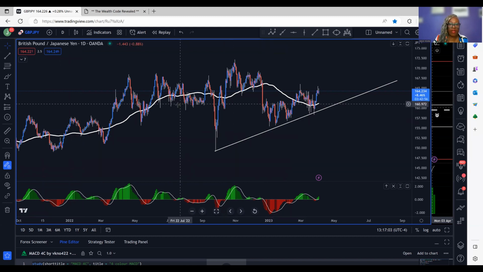Now, this area right in here, we had a lot of rejection in this area, a lot of rejection in this area here. And so I will be looking for price to break this area right here, right? To break this area. And once price breaks that area and retests the high of that area, then I'm looking at an overall bullish move.